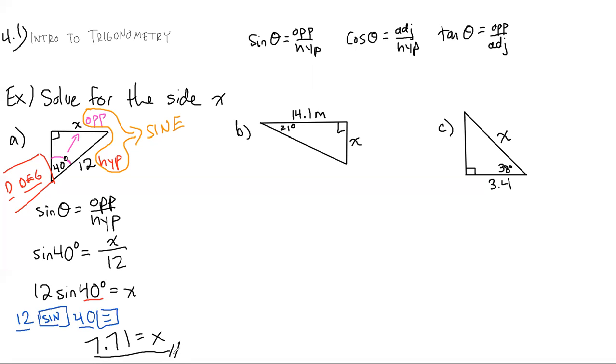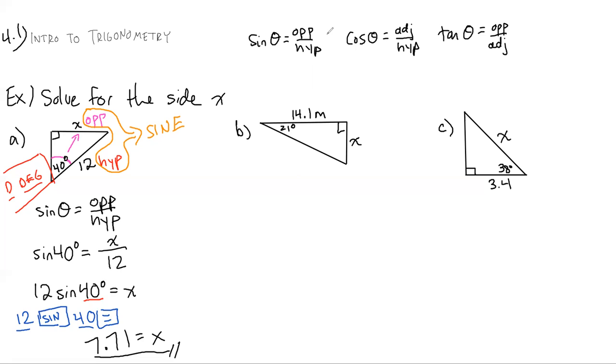I will always be specific in your homework, tests, or quizzes about how many decimal places I want it rounded to. But for now, I'll probably just do 2 unless it's obvious to do something else. So x is 7.71. That kind of looks okay with the picture. If that length there is 12, roughly 8 looks all right. So that's probably good.